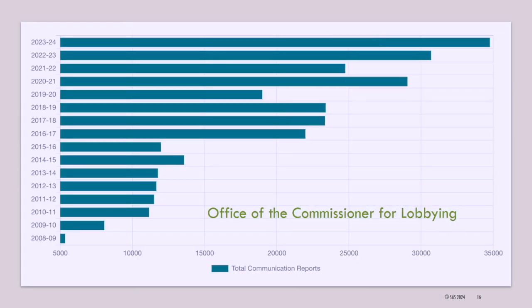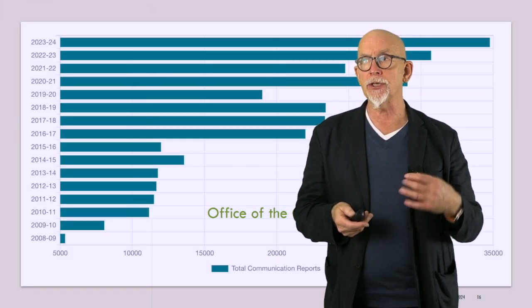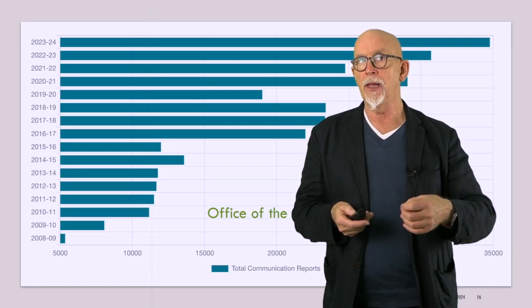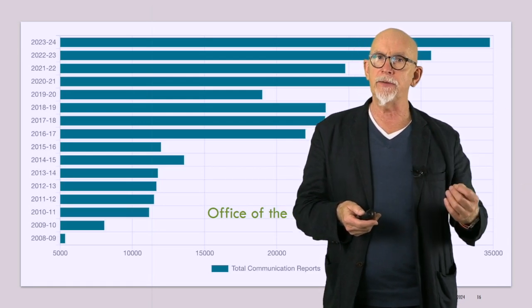So you can see here the massive increase from the bottom left to the top right of the graphic, the massive increase in lobbying that's taking place in Canada over the last several years, which is quite phenomenal. But it also shows the efficacy of lobbying, but also points towards the amount of money that's involved in that.